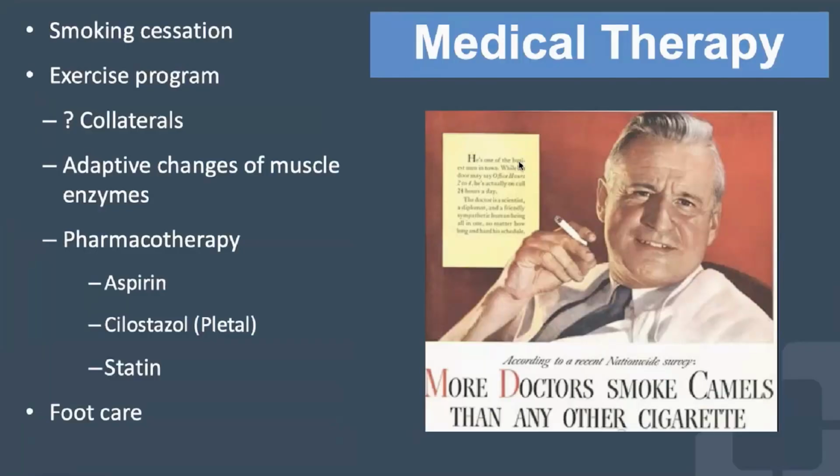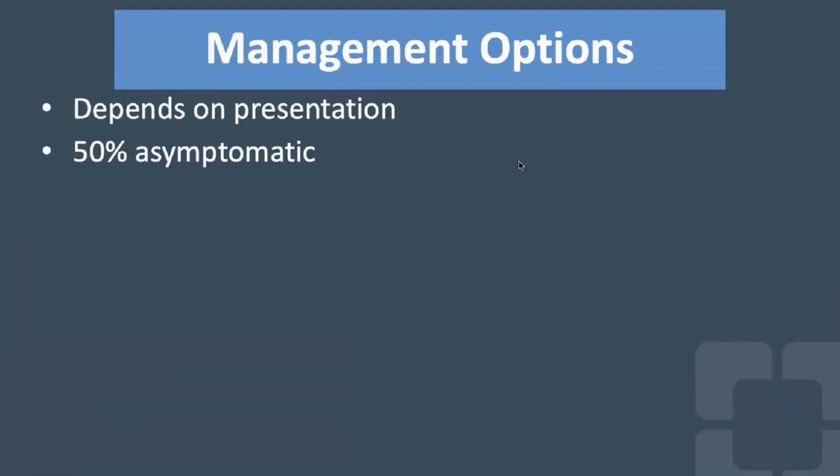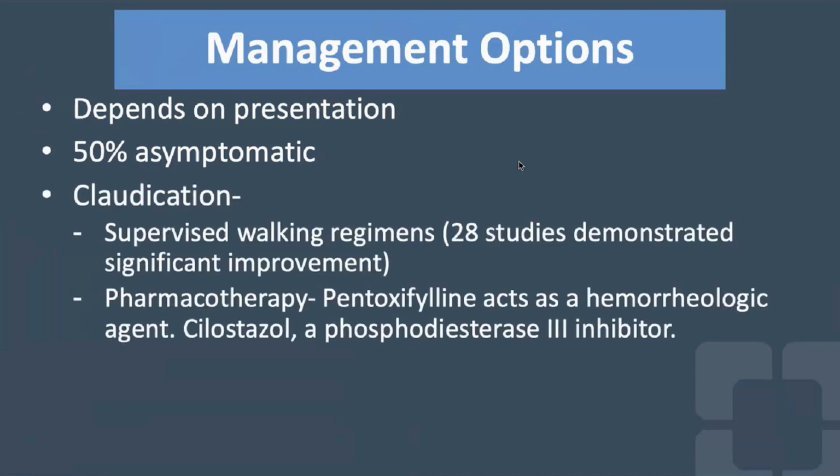Again, medical therapy: smoking cessation, an exercise program to improve those collaterals and change the enzymes in those muscles, and pharmacotherapy with aspirin and statins, and critical foot care. These management options definitely depend on presentation. If you have a patient with claudication, they may not want to have surgery, and that's not a wrong answer. But these patients typically do well.